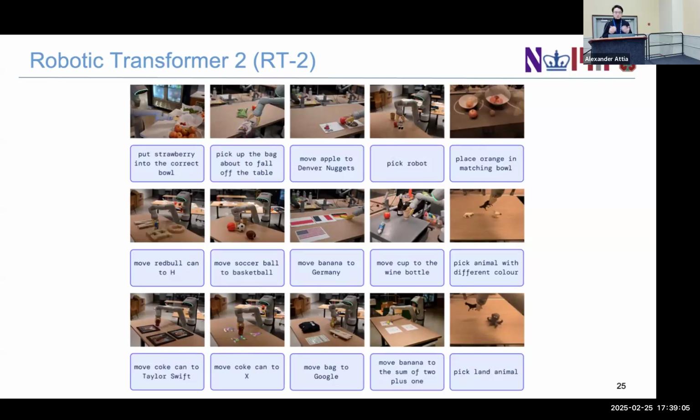And here are some examples showing what types of tasks they have been doing, including put the strawberry into the correct bowl, and pick up the bag about to fall off the table. So this kind of model can really do some very interesting high-level semantic reasoning about the environment and perform those tasks in the real world.